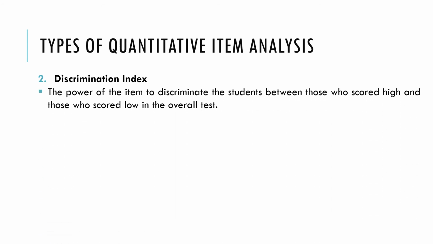The power of the item to discriminate the students between those who scored high and those who scored low in the overall test. Dito naman, kaya tinawag siyang discrimination index, it is because yung purpose of this particular type of quantitative item analysis is to give a total discrimination between two groups, no? Yung upper at saka lower. So napaka crucial ng part na ito because we really have to look at the value of the upper and lower, no? Kasi nga based on that, we can identify if we are to modify or anything, no? Kung ano man yung gagawin natin sa ating test item.